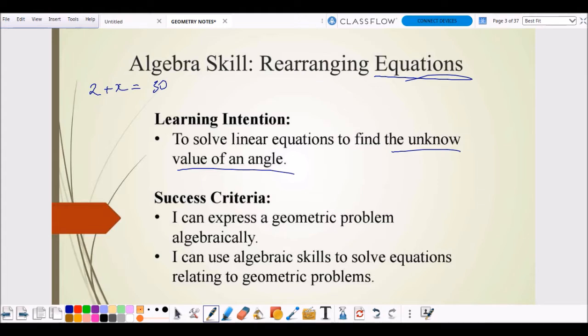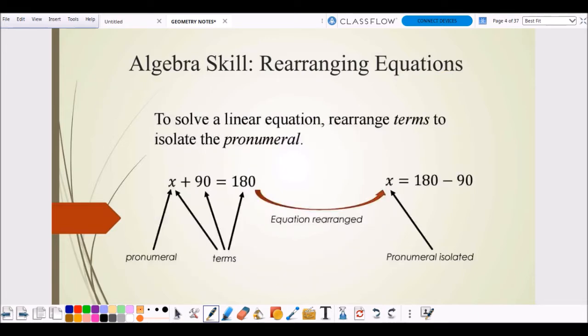Hopefully by the end of today's lesson, you'll be able to express a geometric problem algebraically, so use algebra to find unknown angles. And you can use algebra to solve different problems that involve geometry. These are the two things that hopefully you will be able to do successfully for your exams and your SACs.